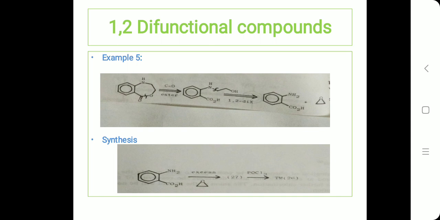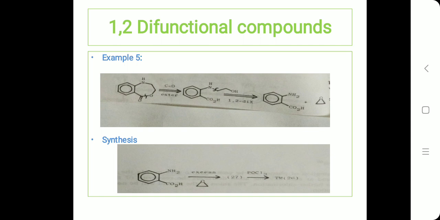So after disconnection, there is the ring opening. The first disconnection is going to give rise to ring opening, and this is going to be a benzoic acid and the alcohol. After this, again, you can observe that there is a hydroxyl group which is attached to the amine group, and this is going to follow the 1,2 disconnection.